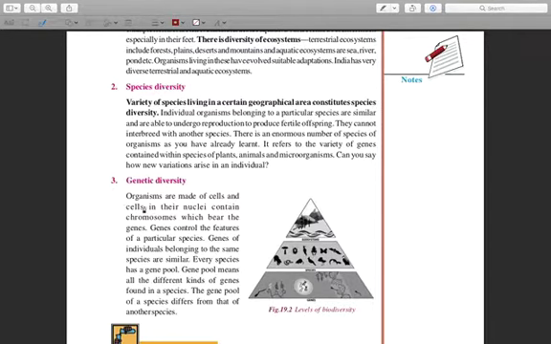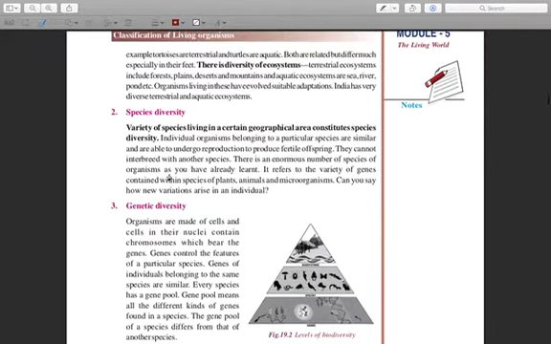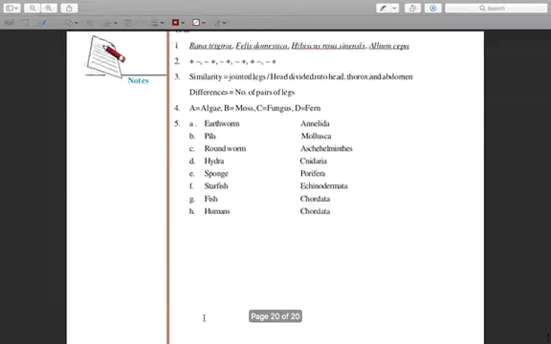For example, here, from "variety of species living" till here. And here you'll see some four lines will come. And in this also, every species has a gene pool. Gene pool means all the different kinds of genes. Like this you have to read and mark down the answers.